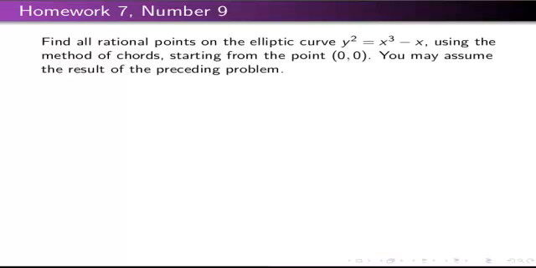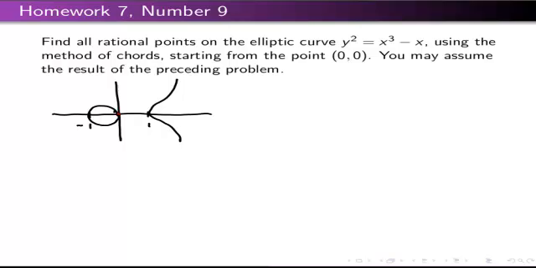Number 9. Find all rational points on the elliptic curve y squared equals x cubed minus x, starting from the point 0, 0. Okay, so what does this curve look like? That's x times x minus 1, x plus 1, with roots at 0, 1, negative 1. So it's one of these types of shapes with 2 components.